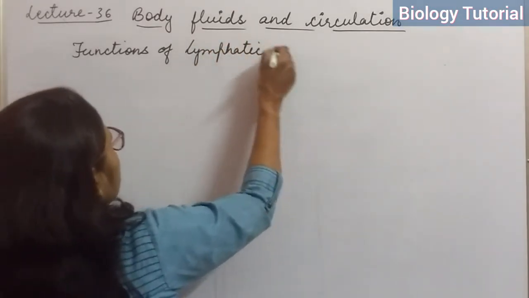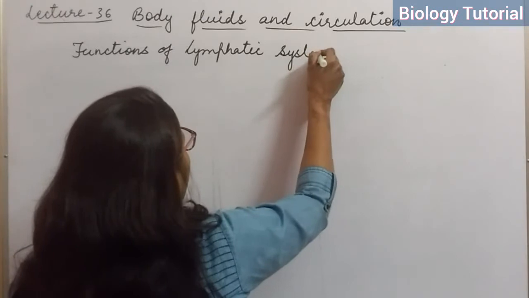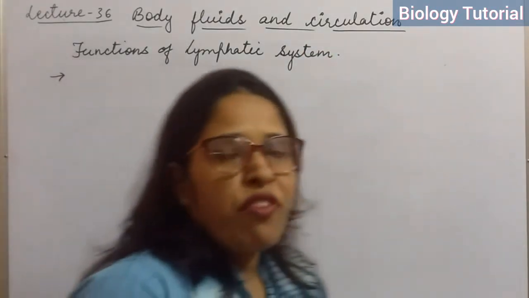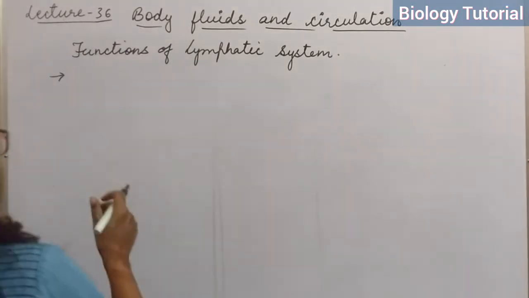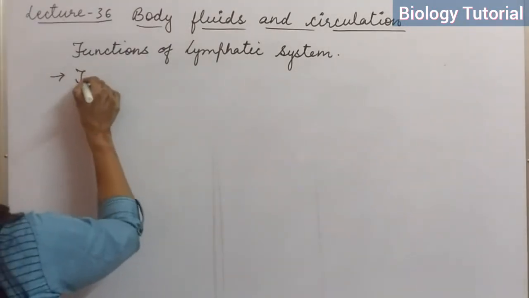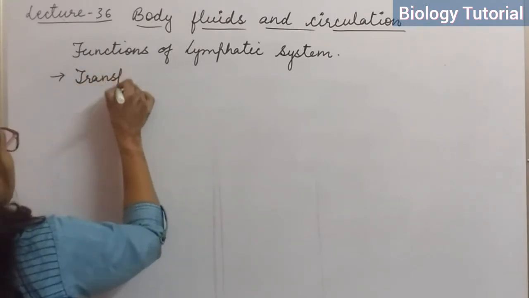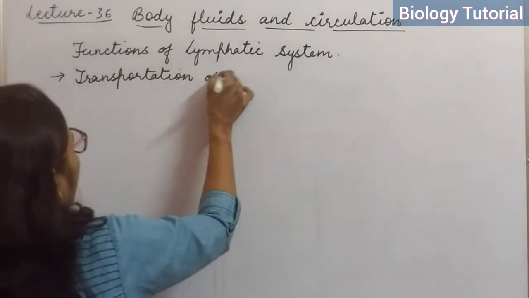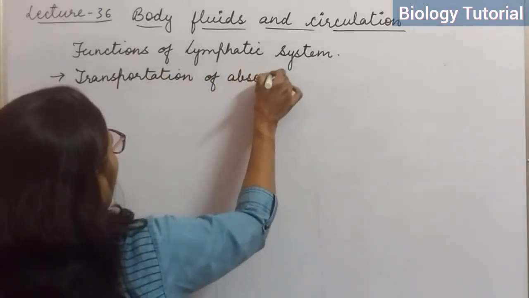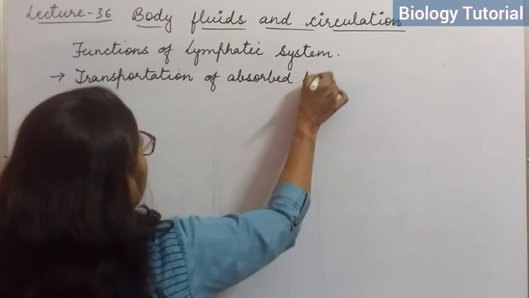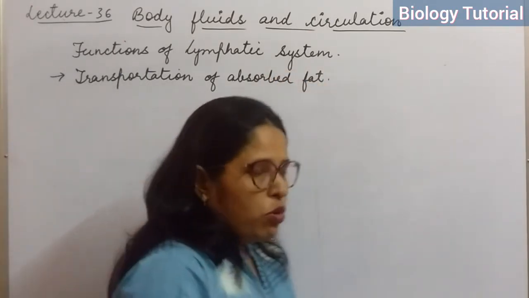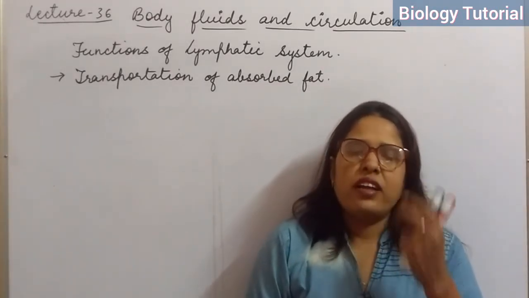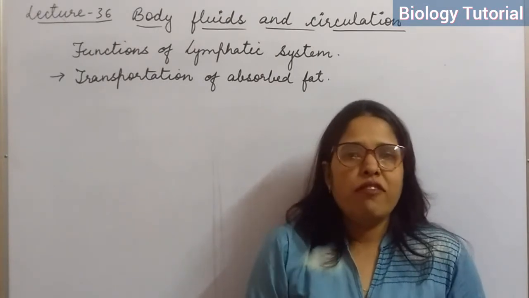The first and important function of the lymphatic system is transport of absorbed fat. We know that lymph helps in transport of absorbed fat. ठीक है, absorbed fat का transportation lacteal से हमने देखा था किस तरह से होता है. So the transport of absorbed fat is the most important function of the lymphatic system.